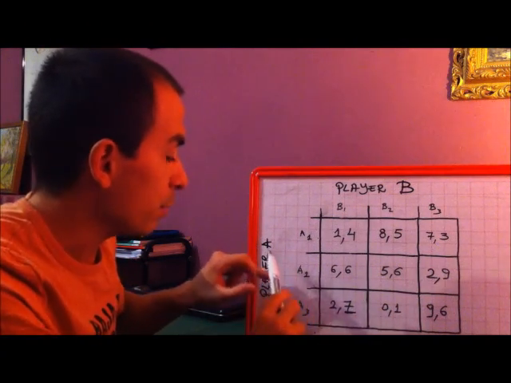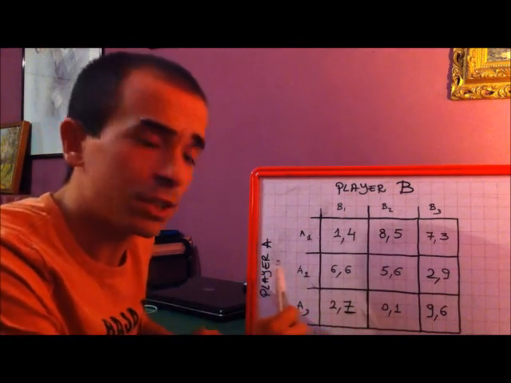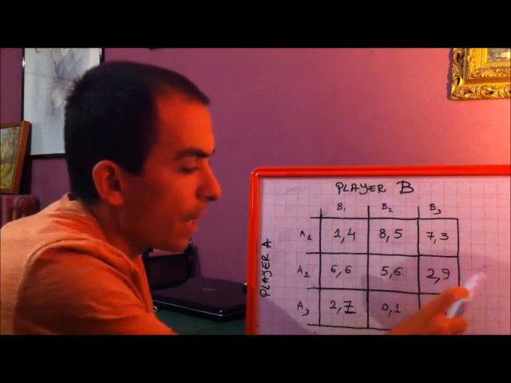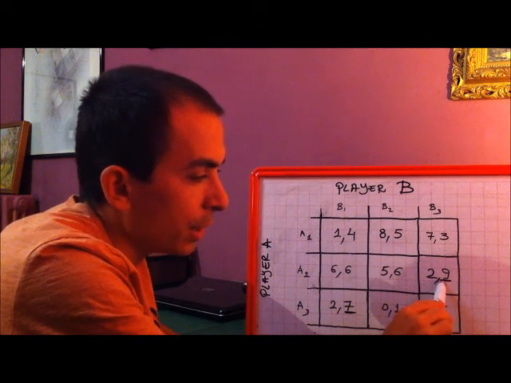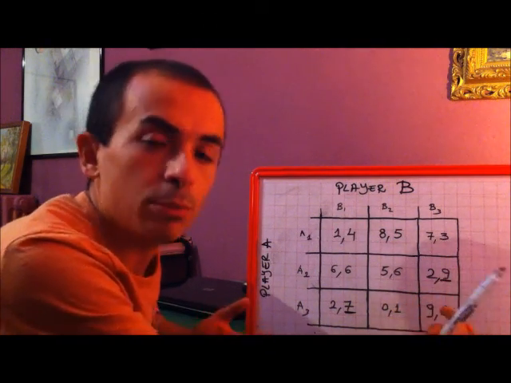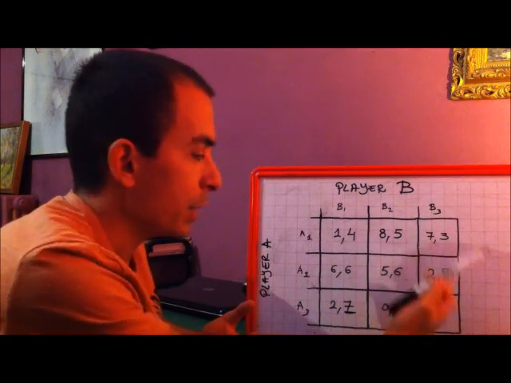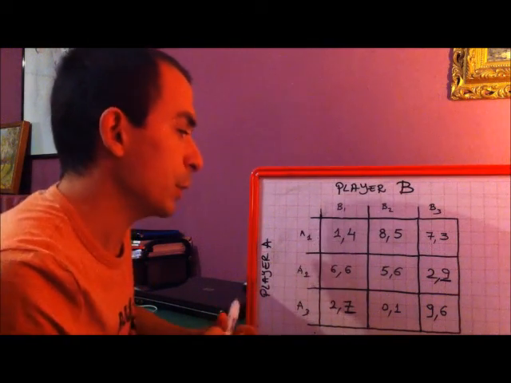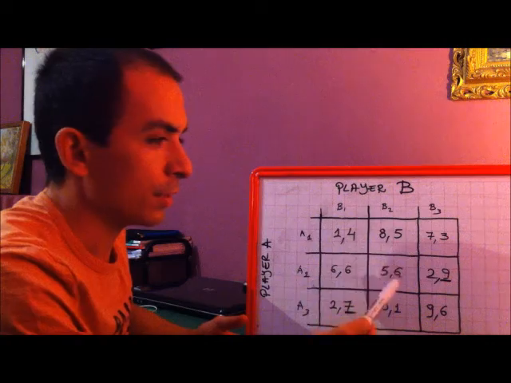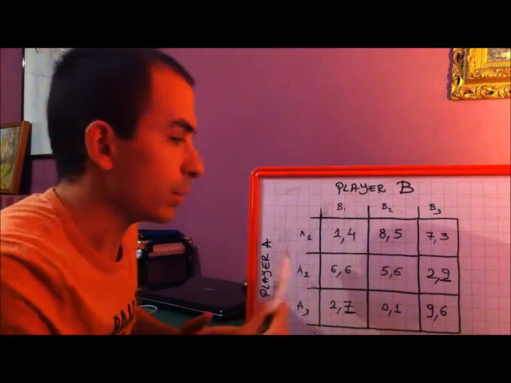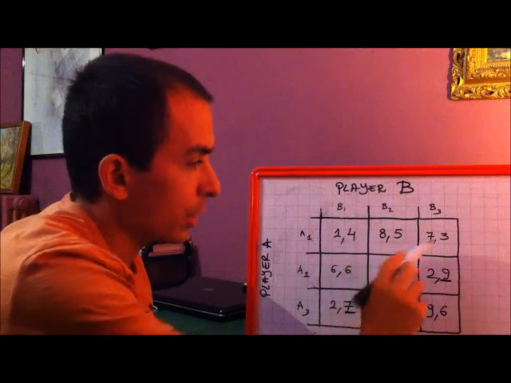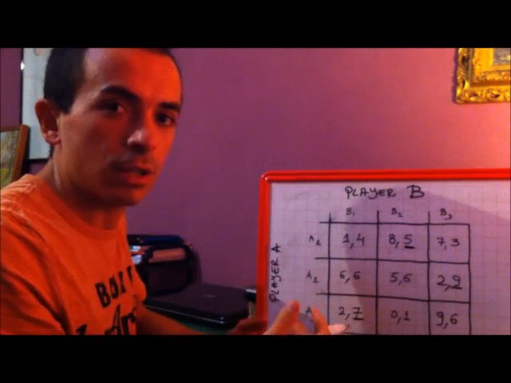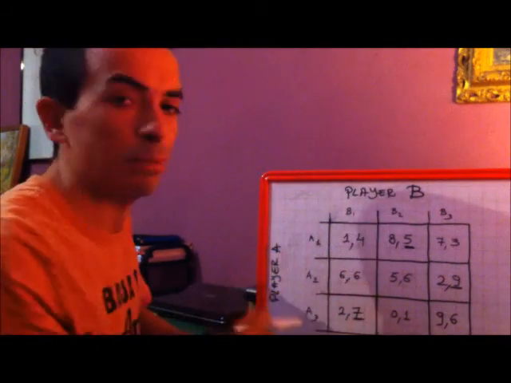In the second case, if player A chooses the second strategy, we are going to underline the number 9, because this represents the best response from player B if he thinks that player A will adopt strategy number 2. And the same kind of reasoning applies to strategy number 1. In this case we are going to underline 5.